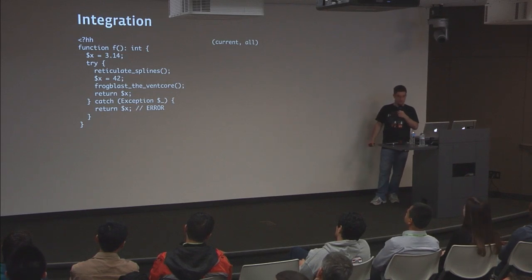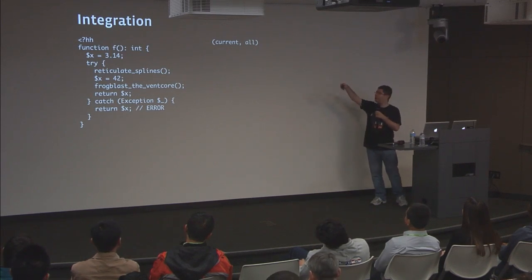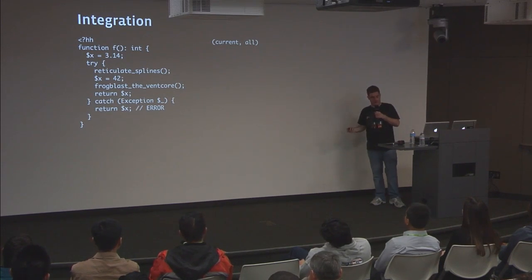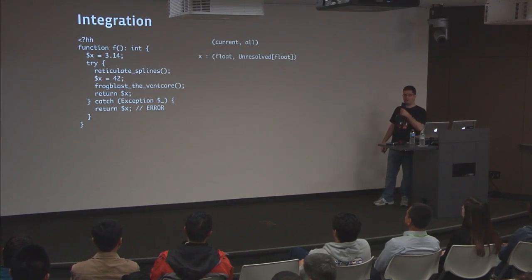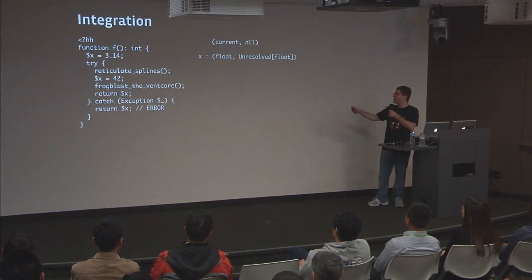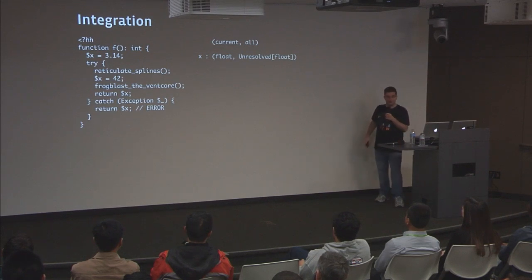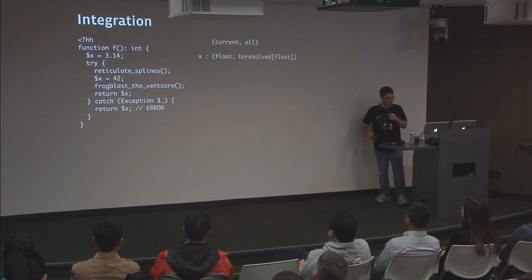So we're going to track 2 types for each local, like I said. I'm going to write this on the slide as a tuple. The current type, uninterrupted control flow, on the left. All types, if control flow were to be interrupted, on the right. So we're going to start with this x equals 3.14. The current type of x is going to be a float. Well, the same as my last example. Sure, and it better be. But the list of all types is going to be unresolved of float. Again, unresolved types here because there are going to be many things here, and we're going to use it if we get to the catch block.